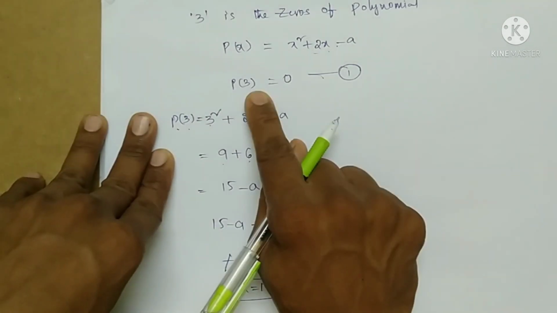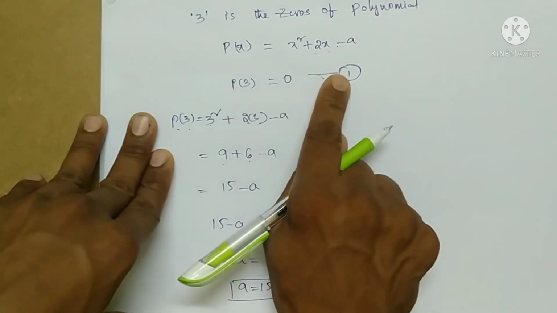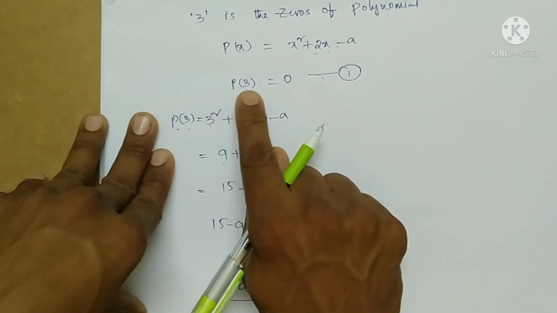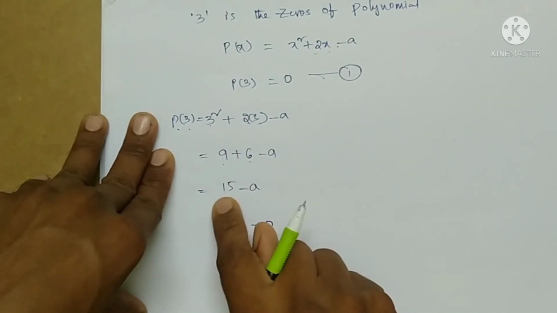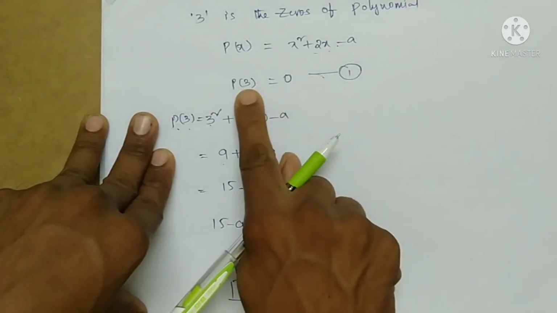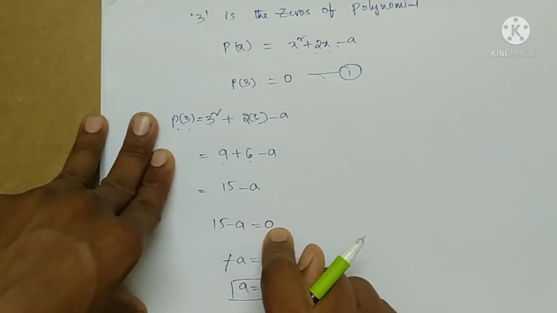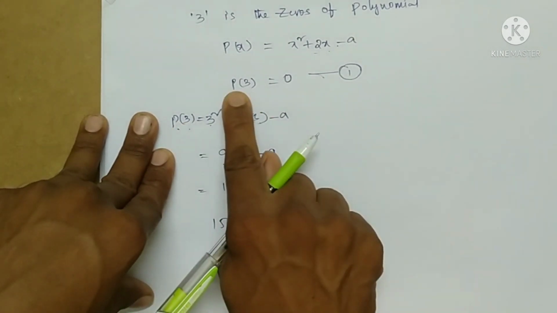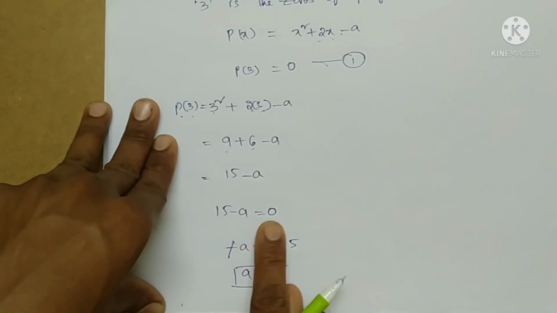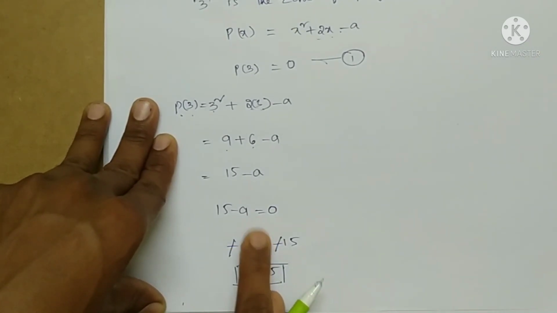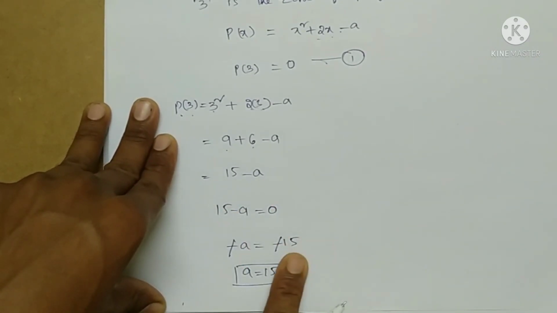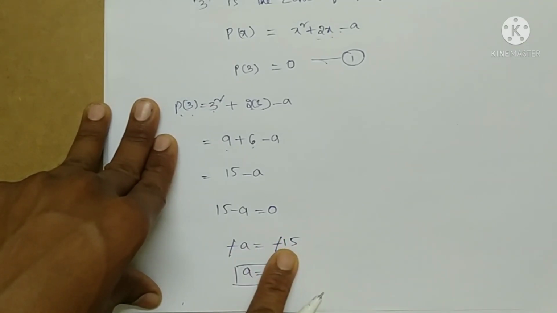By the problem, p of 3 is equal to 0. So what is the result of p of 3? It is 15 minus a. So 15 minus a is equal to 0. Substitute this value in our equation 1. So minus a is equal to minus 15. Here the minus signs cancel on both sides. a is equal to 15 is the final result.